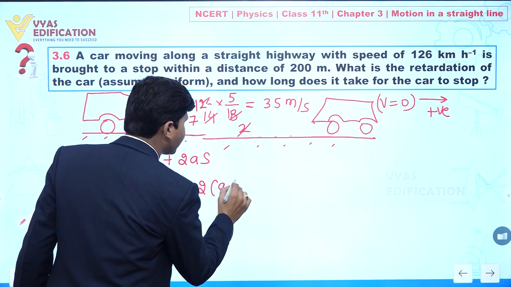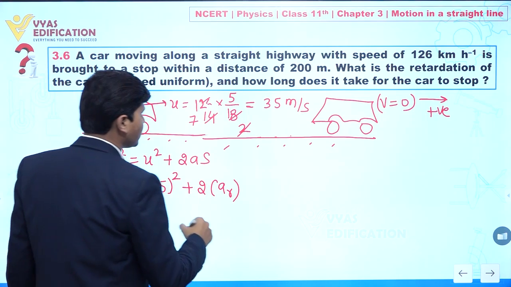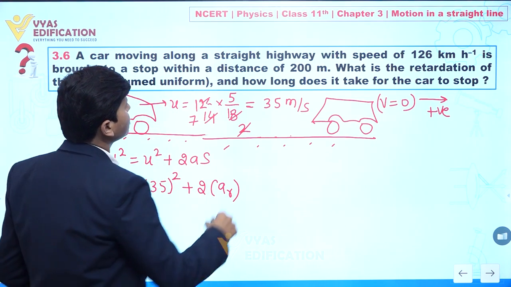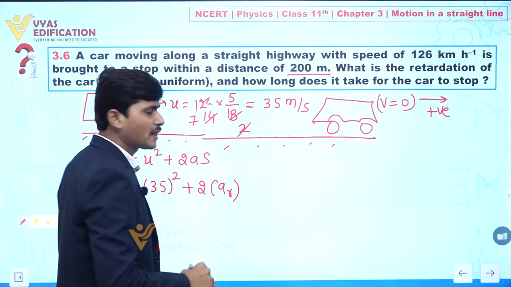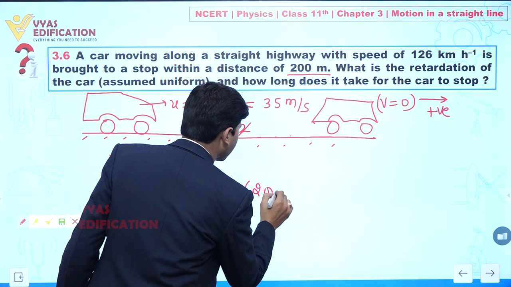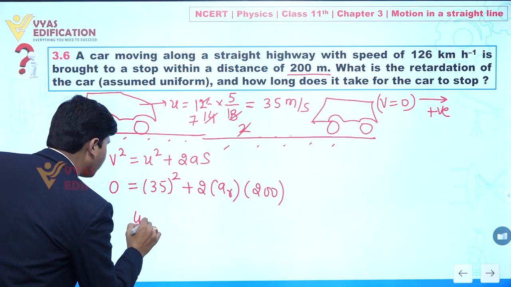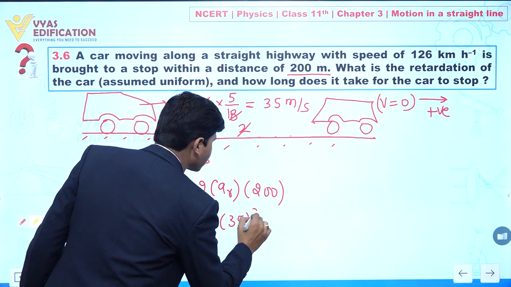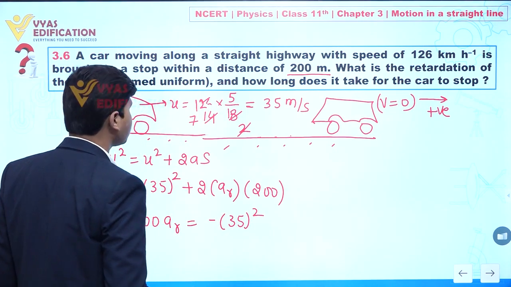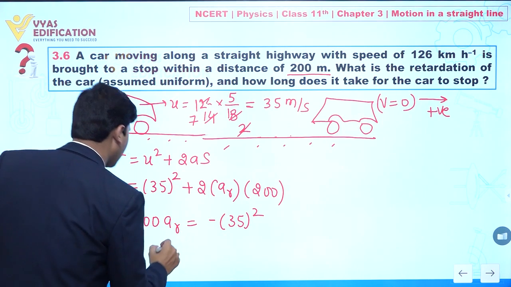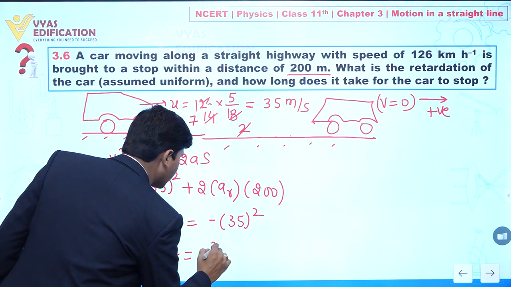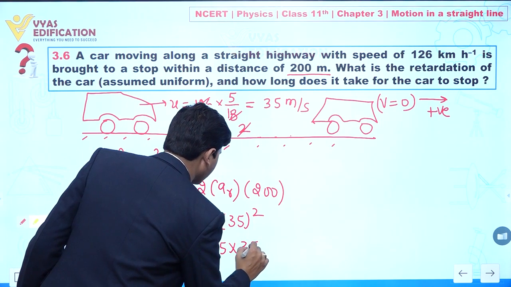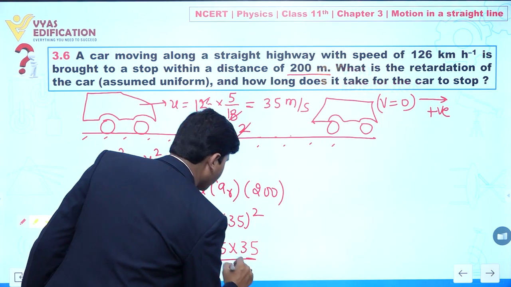Definitely here we will find the retardation. And the distance covered is given to you, this is 200 meter. So we can write 200. From here we can write 400 a, this should be equal to minus 35 whole square. Clear to you? Yes or no? So now we can say a is given by minus 35 into 35 divided by 400.